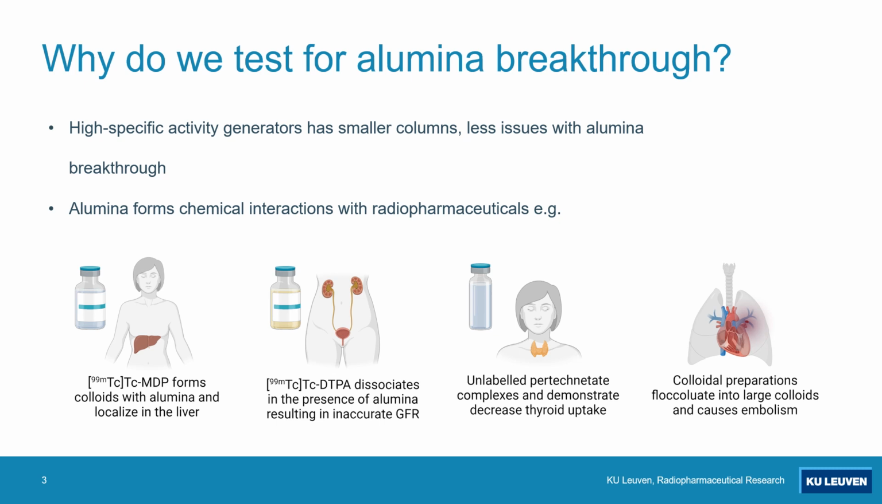If you have unlabeled pertechnetate that is contaminated with alumina and you inject it into your patient, you will not have the proper thyroid uptake. It will be decreased. And then colloidal preparations will make bigger particles, and this can even cause embolism, which is quite dangerous. So alumina breakthrough is really important to monitor.